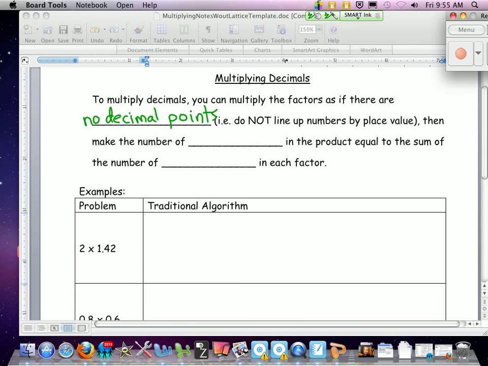That also means do not line up numbers by place value. Don't worry about all those zeros in front. So in our notes, we should be writing down that we're going to multiply as if there's no decimal points and no placekeeper zeros in front of the decimal point and all that stuff. Then at the end, we're going to make the number of decimal places in the product equal to the sum of the number of decimal places in each factor.